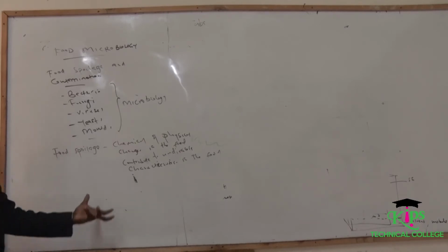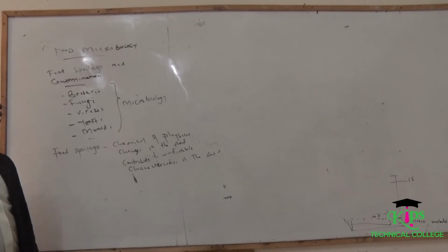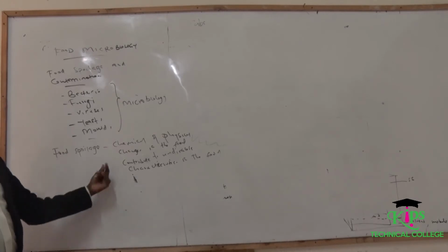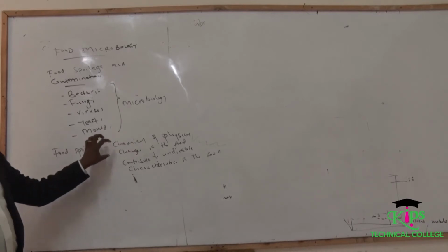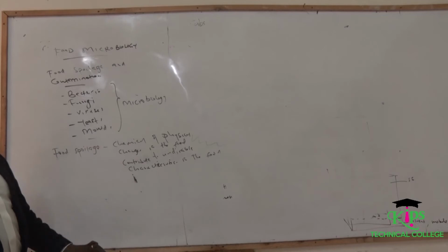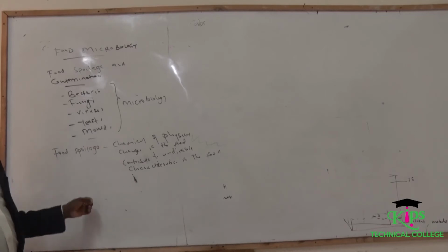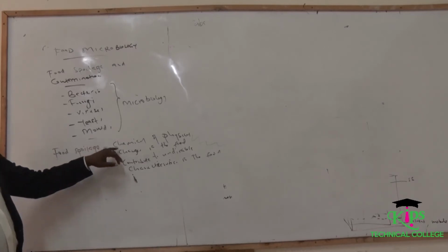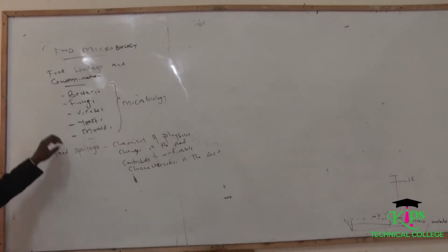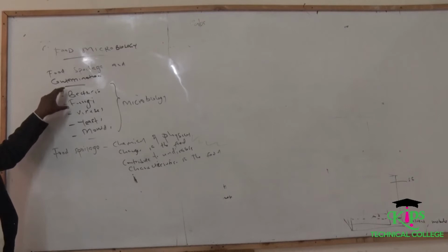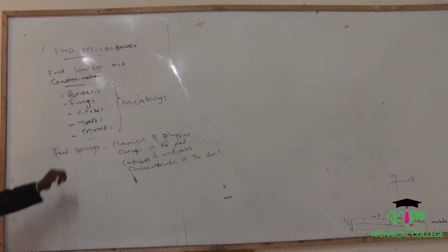For example, a food being slippery, a food being moldy, a food tasting bad, or having a bad smell, and so on. Now, those particular features are brought about by chemical means and physical means, but that is through agents like the bacteria, the fungi, viruses, yeasts, and molds.